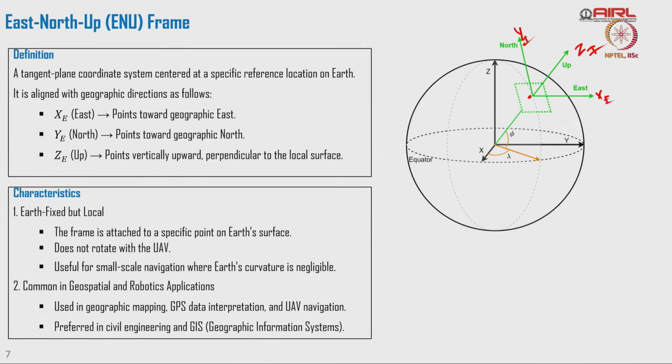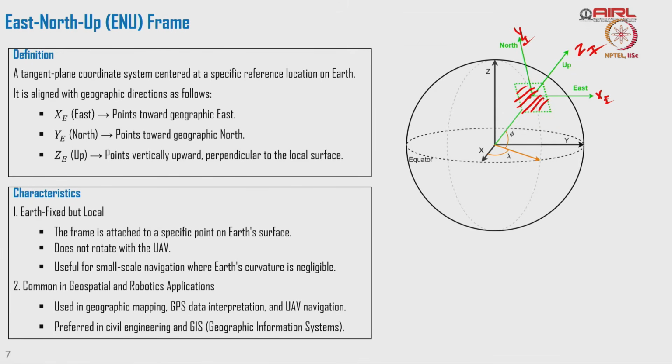Now what are the characteristics of this east, north, up ENU frame? It is earth fixed, but it is very local. The frame is attached to a specific point on the earth surface, which we are showing in the green color here. So that is a local plane. It does not rotate with respect to the UAV, but it is useful for navigation in a smaller region where I am assuming the curvature of the earth is negligible.